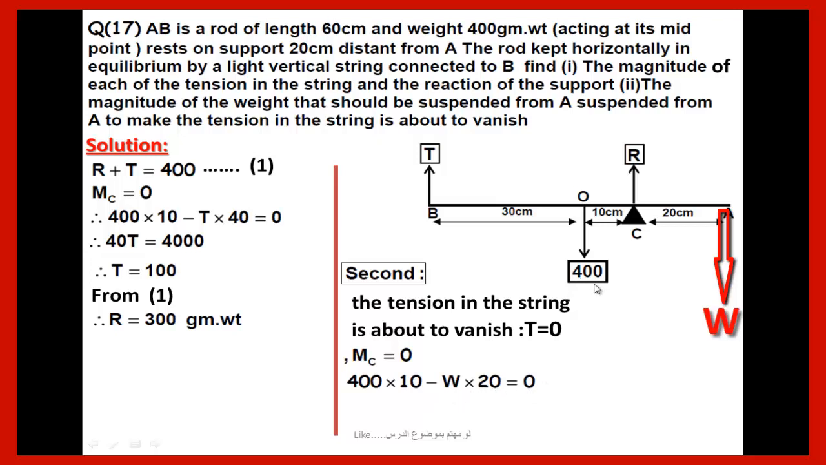400 multiply 10, minus the required weight here, its moment about C equals W multiply 20, but with a negative sign, because the direction of rotation of this weight here is clockwise. So 400 multiply 10 minus W multiply 20 equals 0. And then we can calculate to get W equals 200 gram weight.